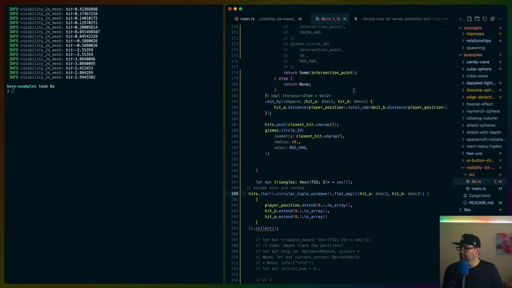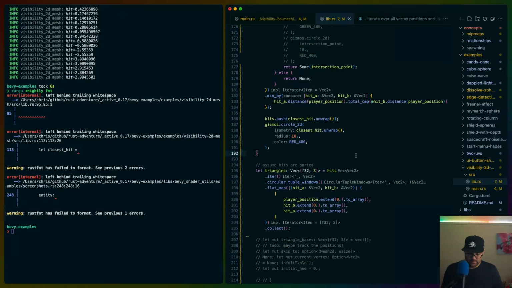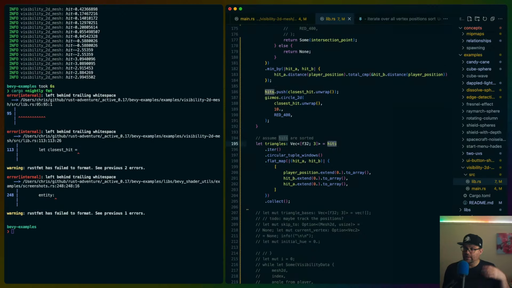So we don't need to mute triangles because we already have it. I do like building things up with collect rather than stuffing them into mutes, but I know that other people have different preferences too. So we've got all of the hits, all of the closest hits, right? We iterate over those circular tuple windows to get ourselves just over the edge into the last hit to close the gap. And then we have player position, hit B, hit A. So we got a counterclockwise triangle.